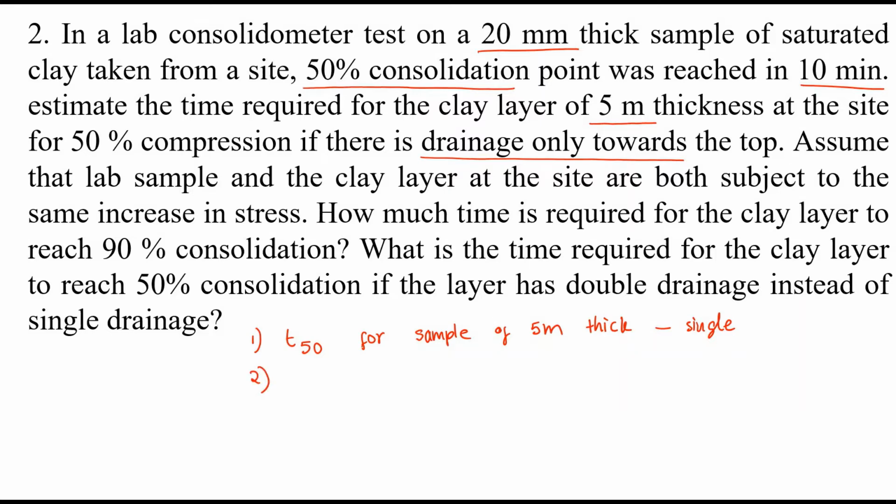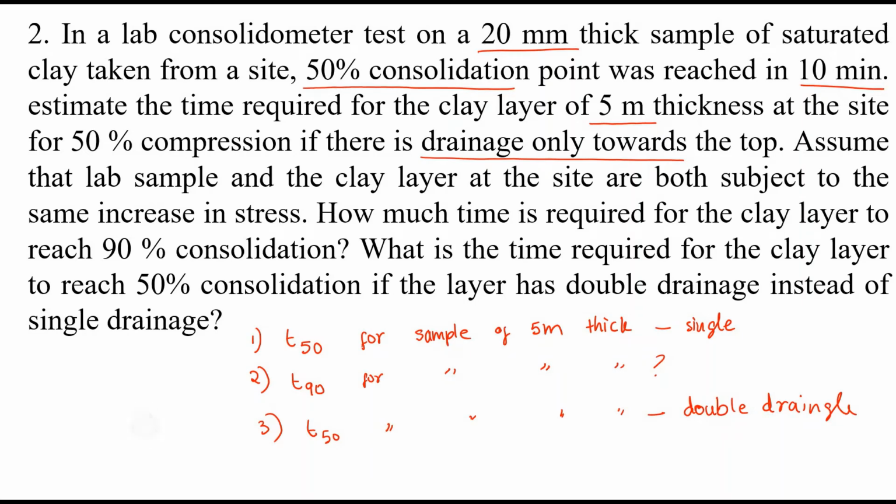And in the second question, if the lab sample and clay layer are both subjected to the same increase in stress, how much time is required for the clay layer to reach 90% consolidation? So we have to find T90, the time required to reach 90% consolidation for the same sample of 5 meter thickness. And the third question is, what is the time required for the clay layer to reach 50% consolidation, the same clay layer of 5 meter thickness, but with double drainage? Okay, so these are the three questions that we have to answer.